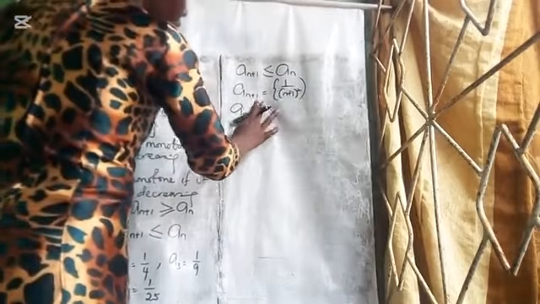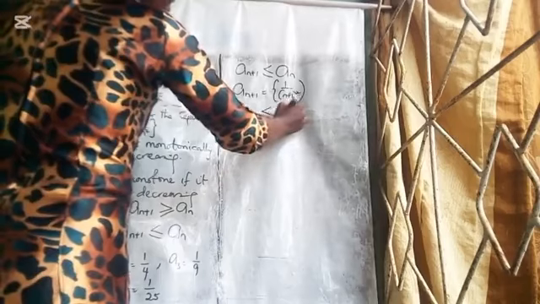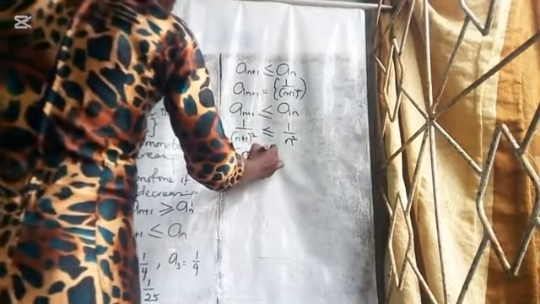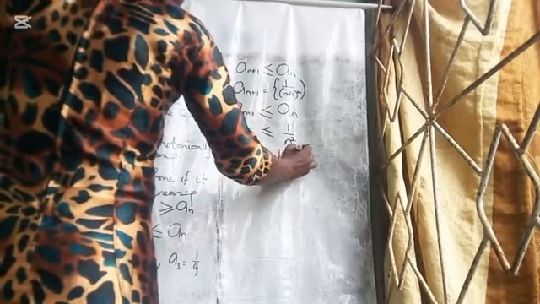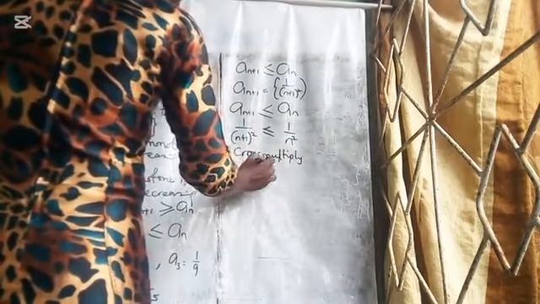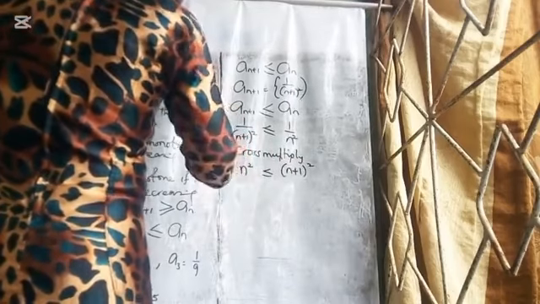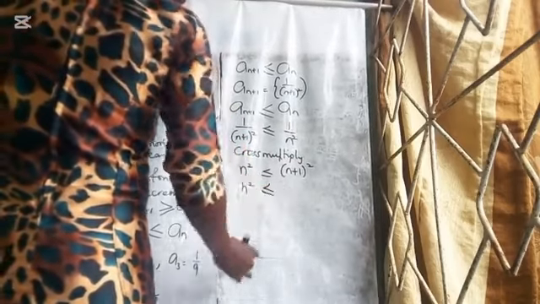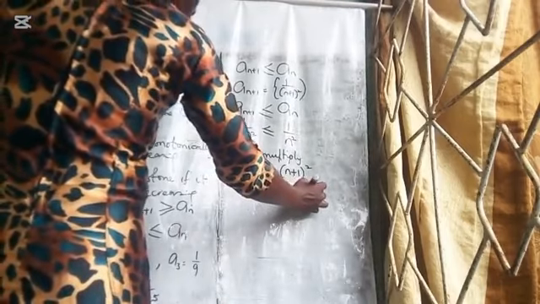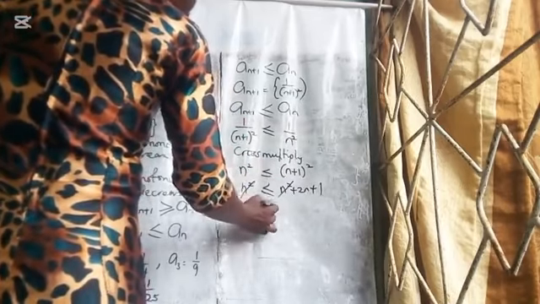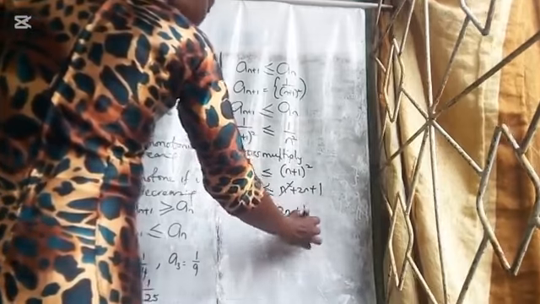We want to show that a sub n plus 1 is less than or equal to a sub n: 1 over n plus 1 squared to be less than or equal to 1 over n squared. If we cross multiply, we have n squared to be less than or equal to what? n plus 1 all squared. And that gives us n squared to be less than or equal to n squared plus 2n plus 1. And so 0 is less than or equal to 2n plus 1.